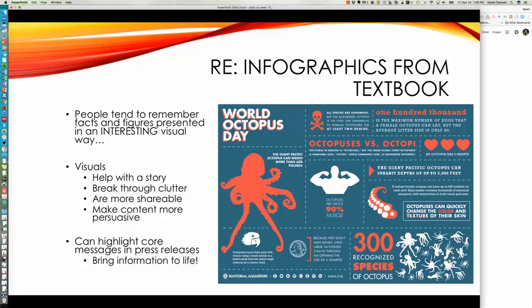Okay. They also talk about how you can use data visualization to sort of bring the information to life. And I think this example here of World Octopus Day is a great one. First of all, I don't care much about octopi or octopuses, but I thought it was a really interesting illustration, a really interesting infographic, because it really does sort of bring the information about octopus to life. One of the things I like about it is, especially this one about muscle here, 90% muscle, that really sort of gives me an idea of they're a very, very strong animal.